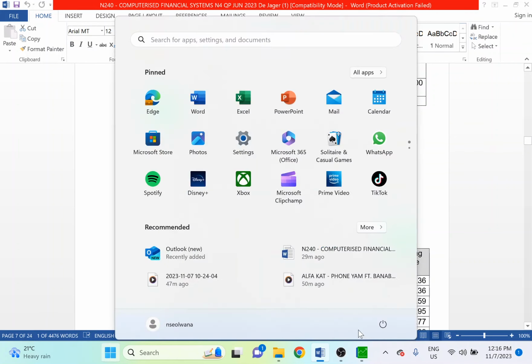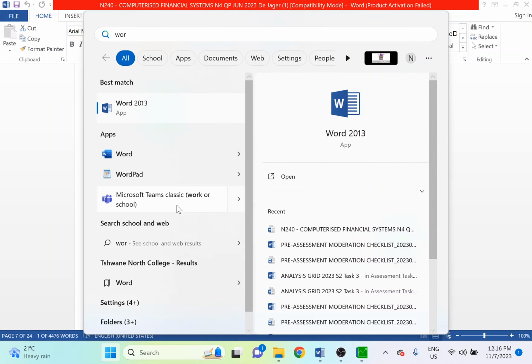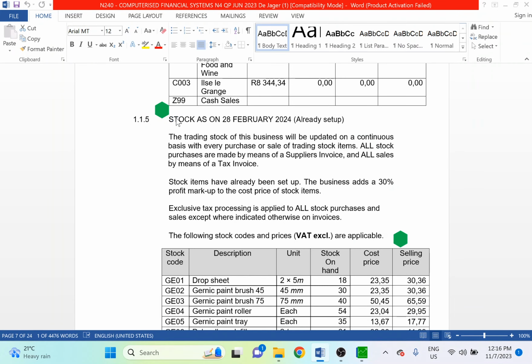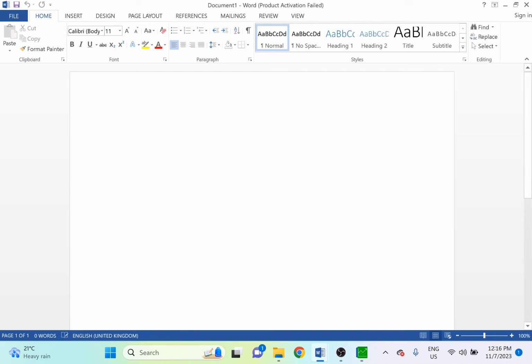Now to do that, our price for paint roller is 30 Rand 10 cents. Let me increase the font. It's 30 Rand 10 cents times 130%. You still remember our formula?